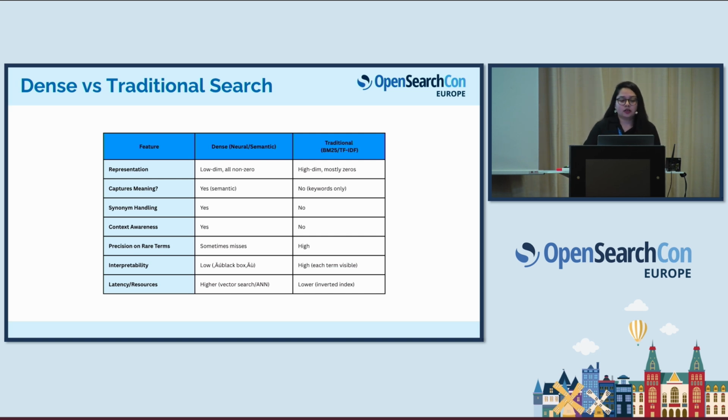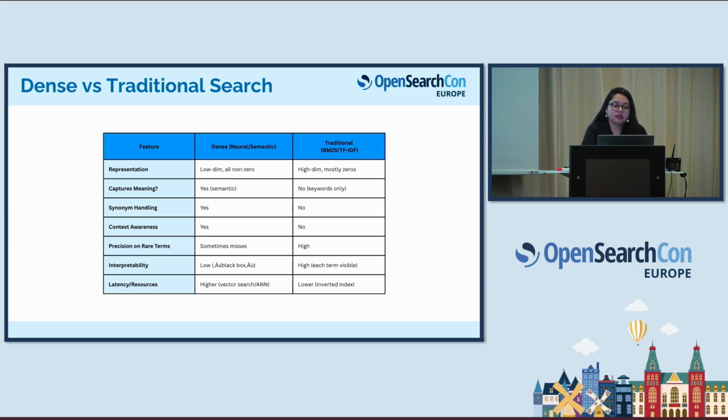So there are some differences between dense versus traditional search. First is representation. Dense vectors are normally low dimensional, all non-zeros, and with traditional, it's highly dimensional and mostly zeros. Does dense vector capture meaning? Yes, because it's also using semantic search. But with traditional, that's the biggest limitation. It just looks for the keywords that the document has.